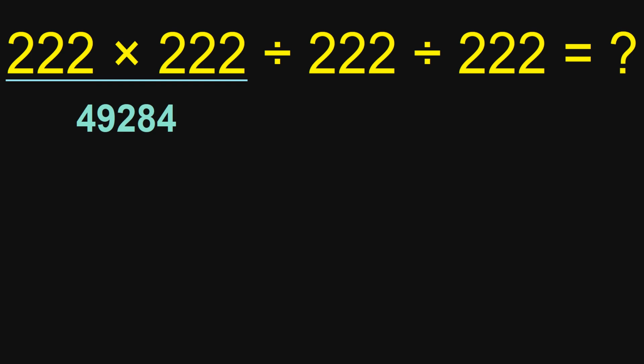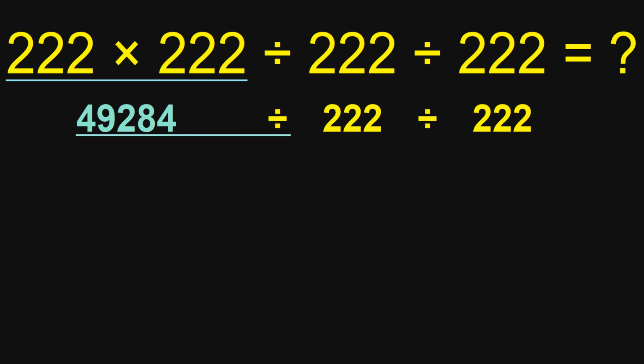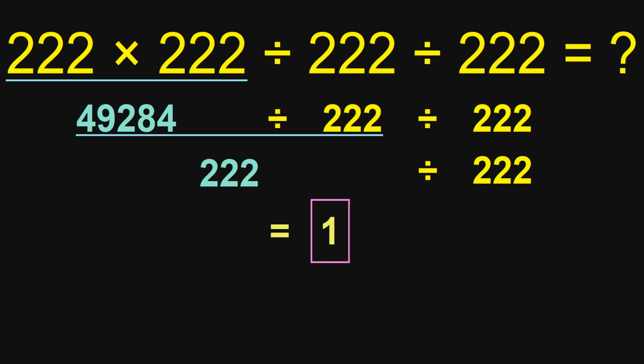49,284 divided by 222 divided by 222. So we have to work from left to right. 49,284 divided by 222, which equals 222. 222 divided by 222, which equals 1. And this was our final answer for this problem.